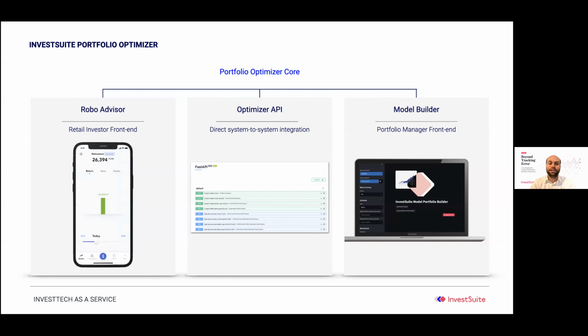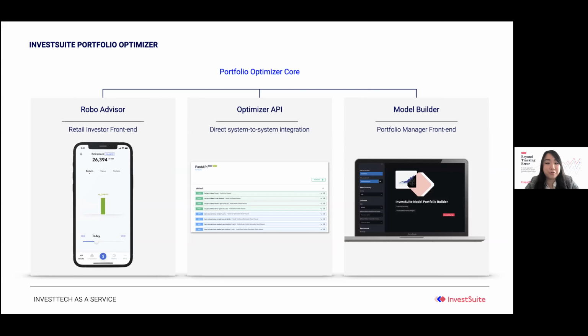In practice, there are 3 ways in which our clients can use Portfolio Optimizer. So first option is through our in-house robo-advisory solution, which provides a front end to end customers and their advisors. A second solution is through an API, which allows for direct system-to-system integration. We have a very well documented API for that. And thirdly, we have recently developed Model Builder, which is a lightweight front end that can be used directly by portfolio managers to build custom model portfolios that can then be exported to other systems. And Martin will demo that in much more detail. So with that, I'll give the word back to Joyce.